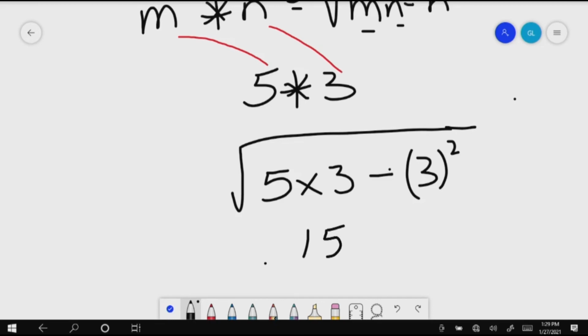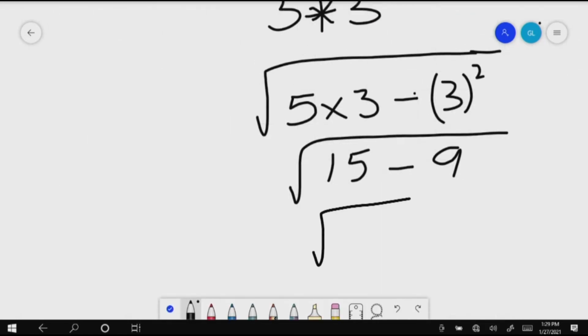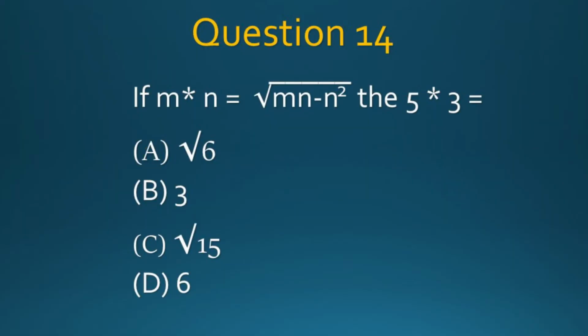This would have further simplified to be 15 minus 9, which would have given us the root of 6. So our solution is A.